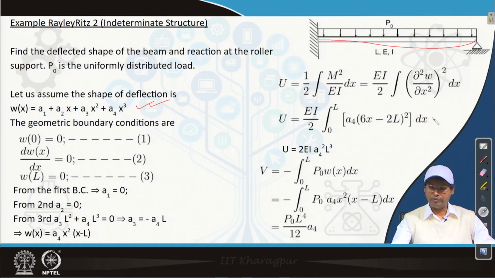Hope these small steps you can easily do, and after integration we get that U is equal to twice E I A 4 square L cube. And the energy due to the externally applied load P 0 is minus integration 0 to L of P 0 W x, as usual, as in the previous case also you have done. If we carry out that integration we get P 0 L to the power 4 by 12 multiplied by A 4. Now, we are supposed to add these two and consider a variation with respect to A 4.